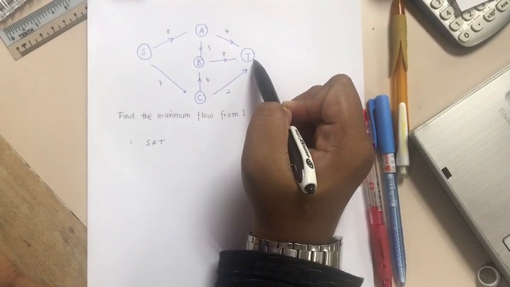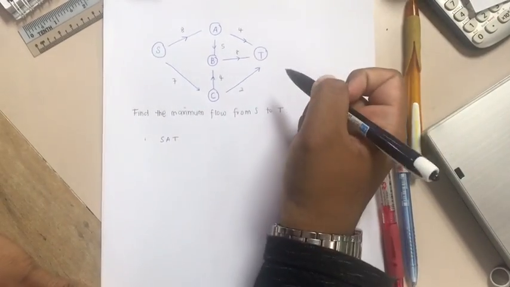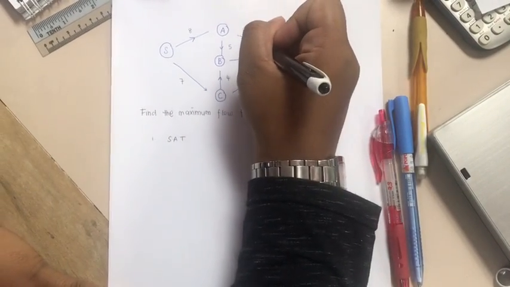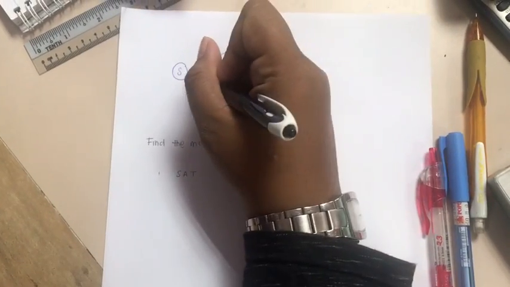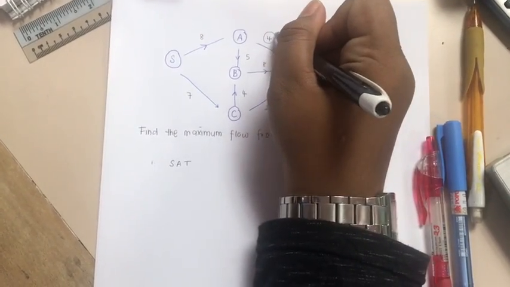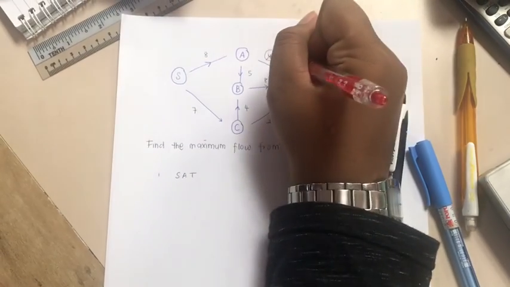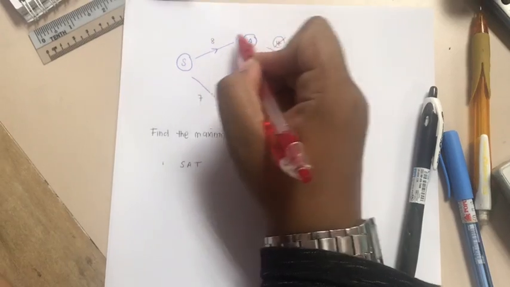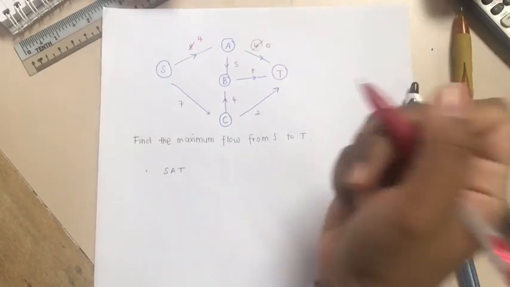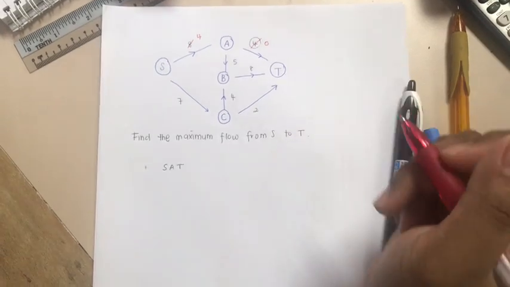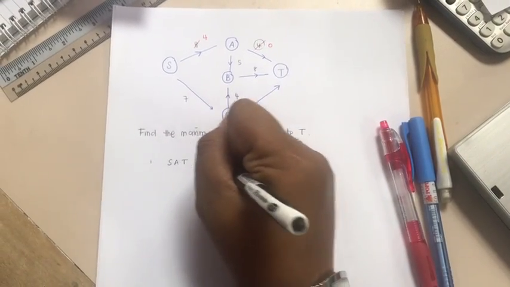And then we need to find the smallest number, which is 4. So we need to subtract it along this path. 4 minus 4 is 0, and then 8 minus 4 gives us 4. Okay, for S A T, the maximum flow is 4.